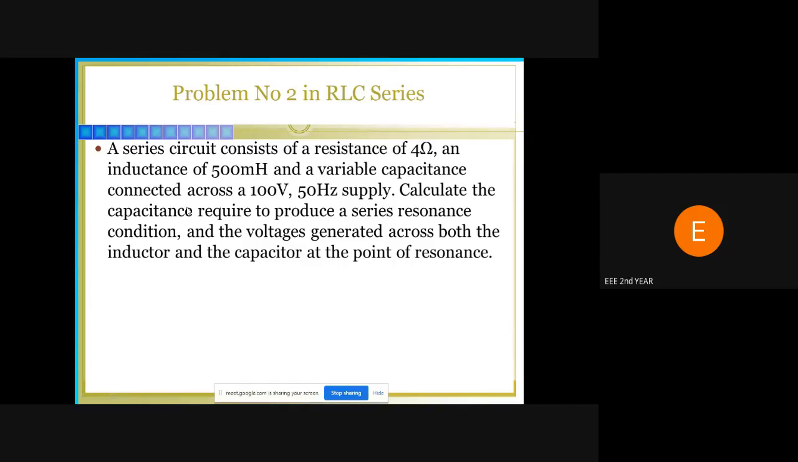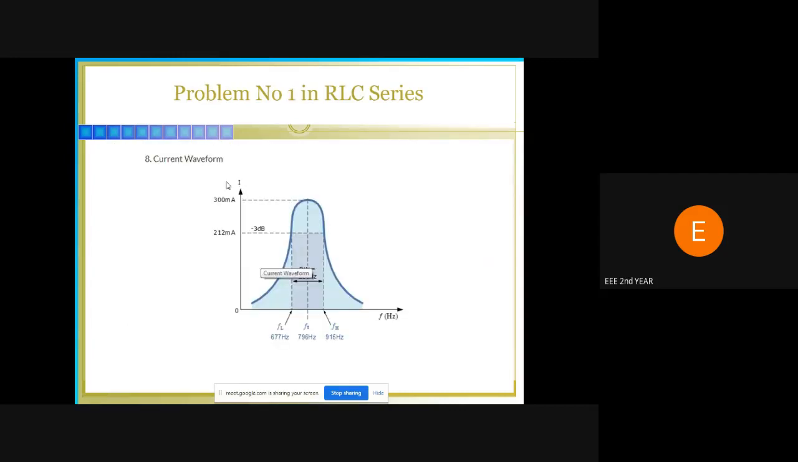So it is the same problem which we solved previously. Here we have to calculate the same thing, that is the capacitance value, right? We have to find the value of C at resonance condition FR, and the voltage generated across both the inductor and the capacitor, that is the voltage across L and the voltage across C. This is also to be calculated at the resonance point, right? So try this problem.